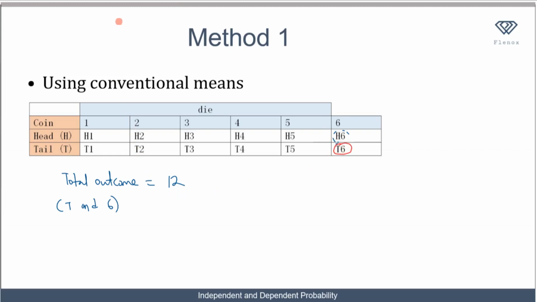So that means tail and 6 occurs how many times? Just once. So the probability of having tail and 6 will just be equal to 1 over the total outcomes, which is 12. So now let's try to tackle this using the product rule.